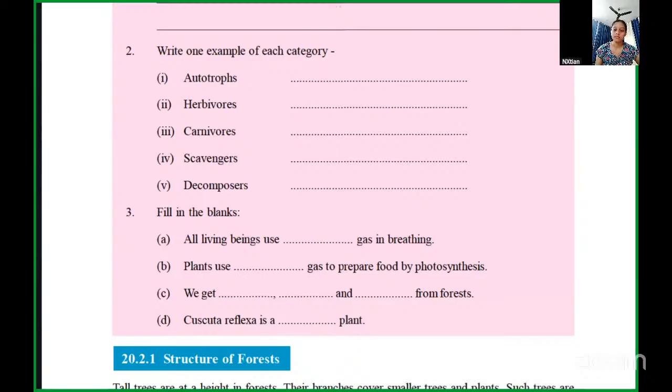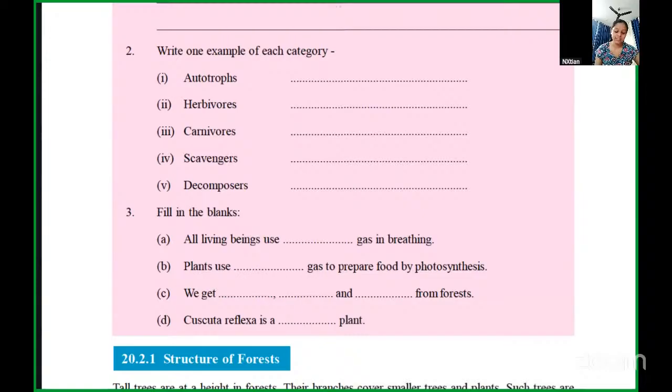We get dash and dash from forests. Fruits, vegetables, and oxygen from forests. You can also write spices, wood, and food from forests.